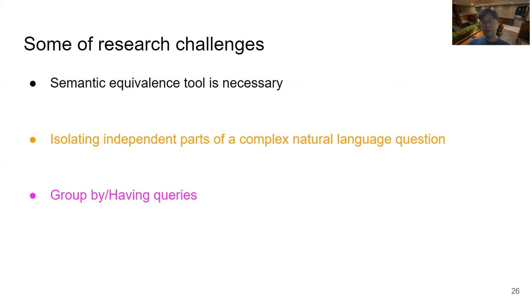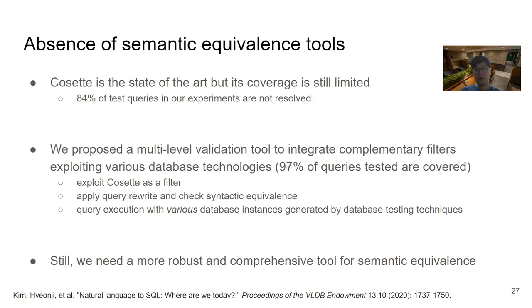So far, I have talked about the state of the art in NL2SQL and conversational NL2SQL to develop a data exploration chatbot. Here are some research challenges. One serious problem in NL2SQL is the absence of a semantic equivalence checking tool. That is, we need to check if the predicted query is semantically equivalent to a gold query. On the other hand, existing approaches use query result-based equivalence or syntactic level equivalence, which leads to significant inaccuracy.